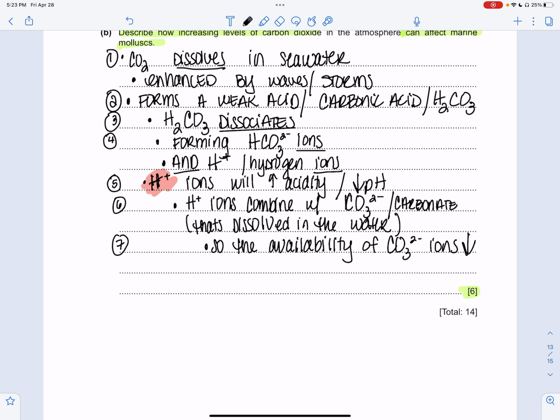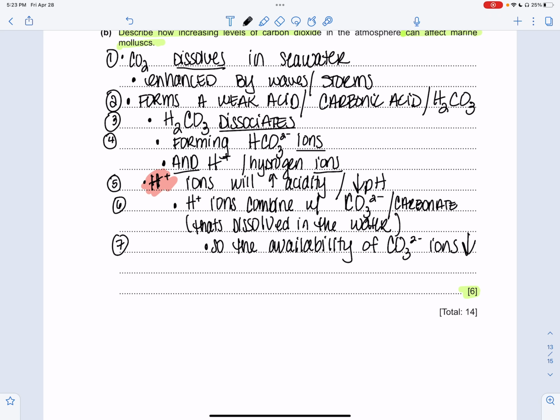All right, so just taking it from the top, and there's a little bit more we need to write. CO2 dissolves in the seawater. This can be enhanced by waves or storms. This will form a weak acid called carbonic acid, H2CO3. H2CO3 will dissociate and it will split up and form hydrogen carbonate ions and hydrogen ions. Hydrogen ions are not stable, they really want to react. Having an excess of hydrogen ions will increase acidity of the water, or you can say they decrease the pH.